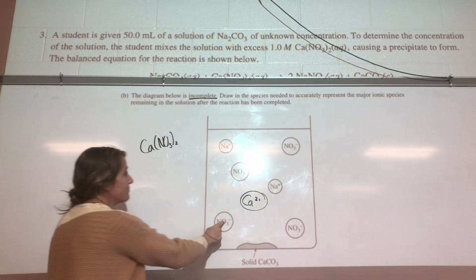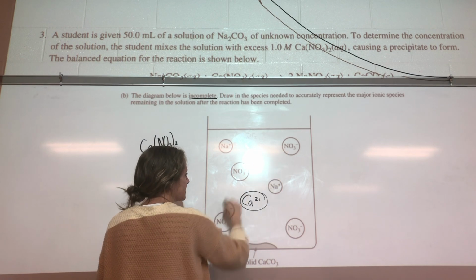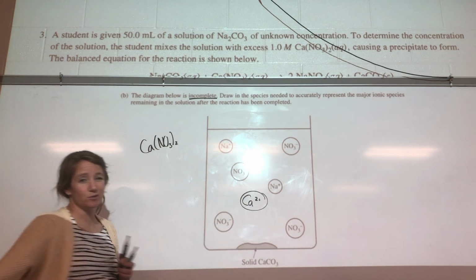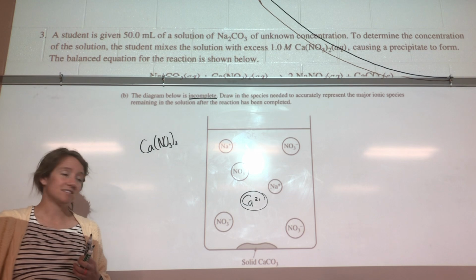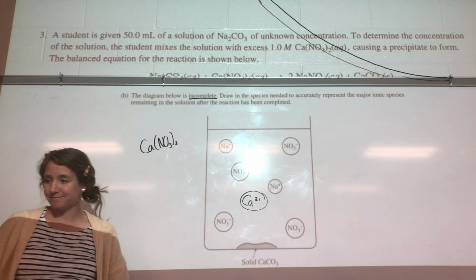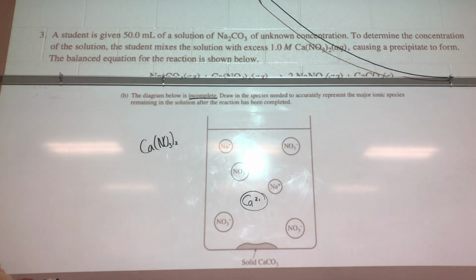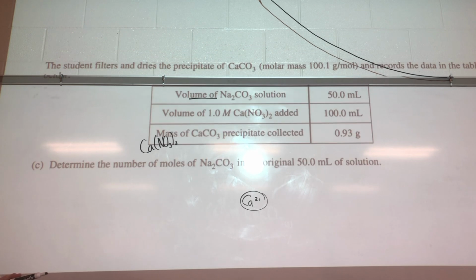It's also why you have more nitrates floating around. Notice there's 4 of those compared to the 2 sodiums because there's more of it. So that's the piece that's missing. Okay, let's go to part C.